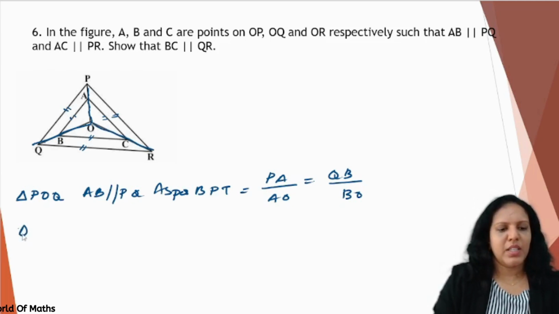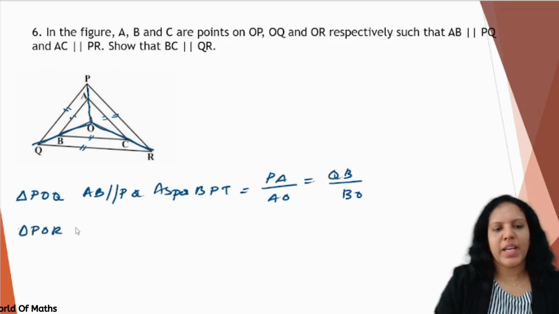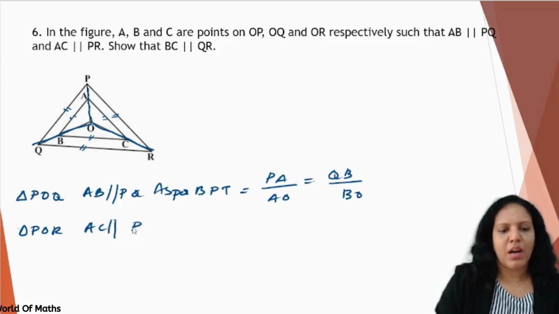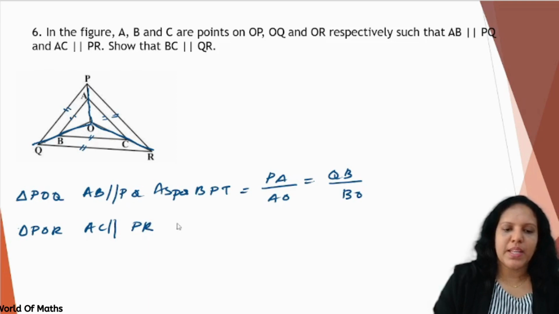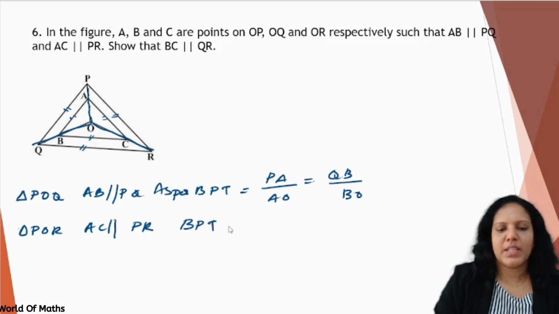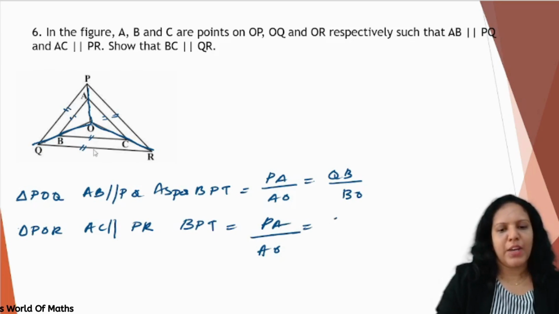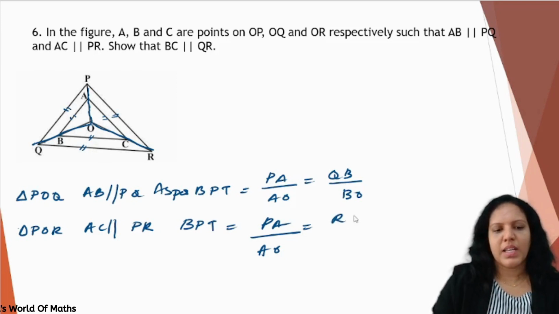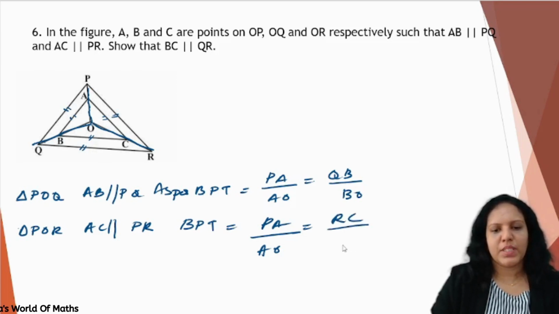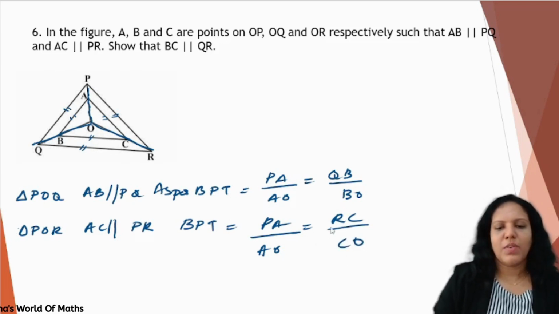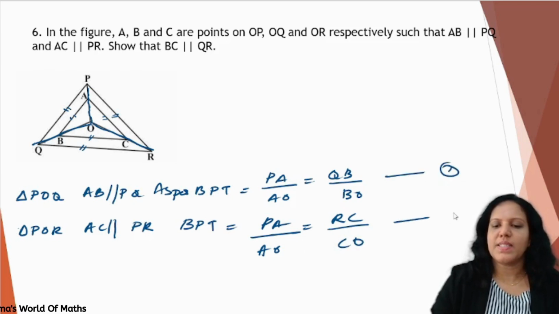Now let's look into the triangle POR. In that we have been given AC is parallel to PR. So similarly, as per BPT, the basic proportionality theorem, we could say PA by AO is equal to RC by CO. Correct? So this is our first equation and this is the second equation.